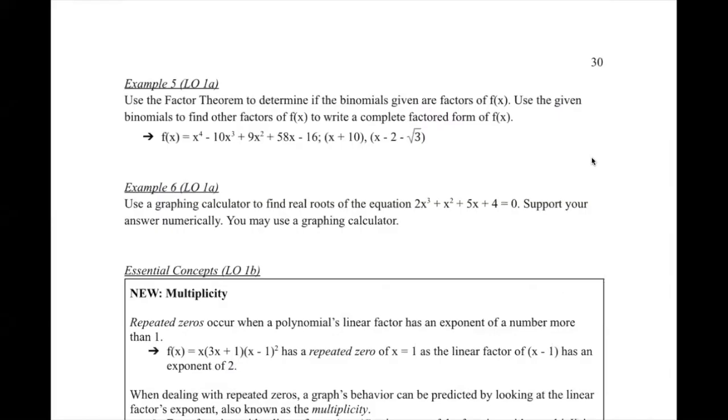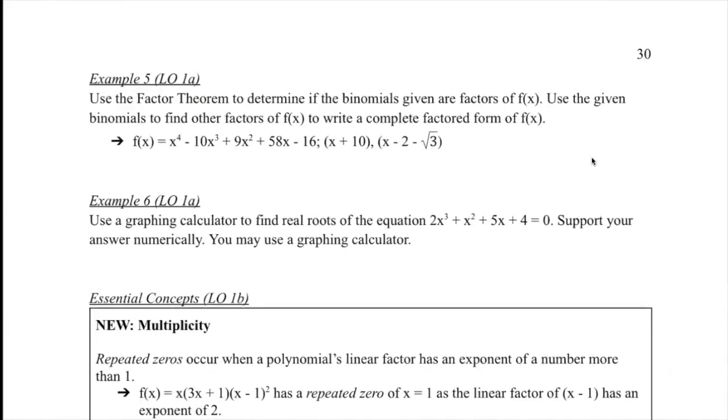Okay, due to time constraints, I'll only solve example 5. And then all the other questions can be kind of self-explanatory. So let's go on. First of all, we have the example 5 question, which reads: use the factor theorem to determine if the binomials given are factors of f of x. Use the given binomials to find other factors of f of x to write a complete factored form of f of x. So first of all, let's check if this factor x plus 10 is a factor of this polynomial.